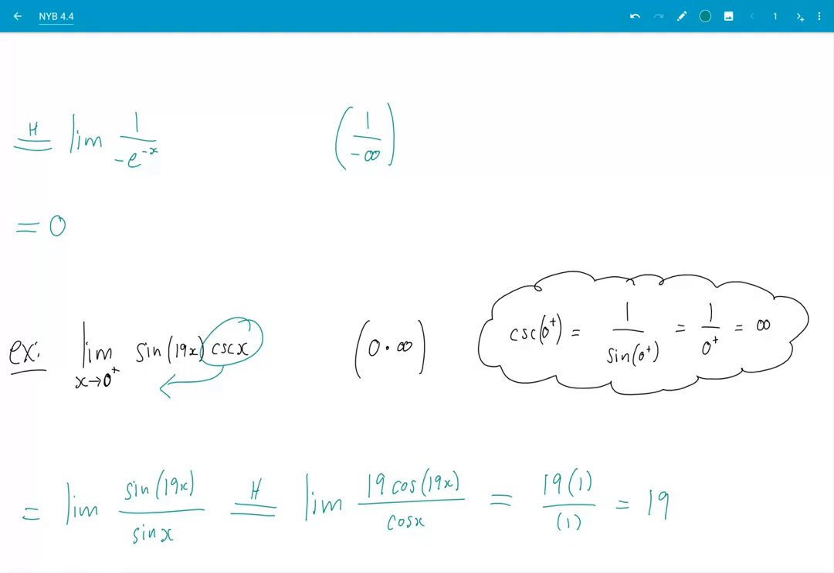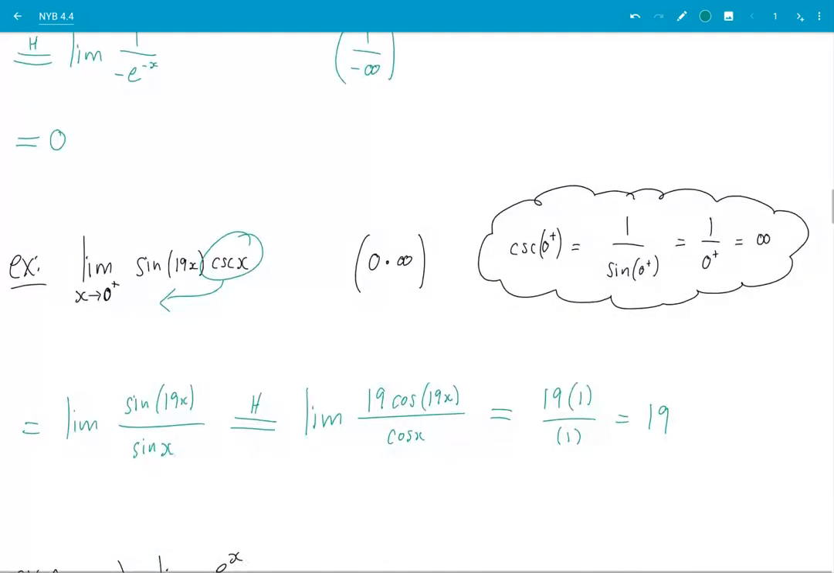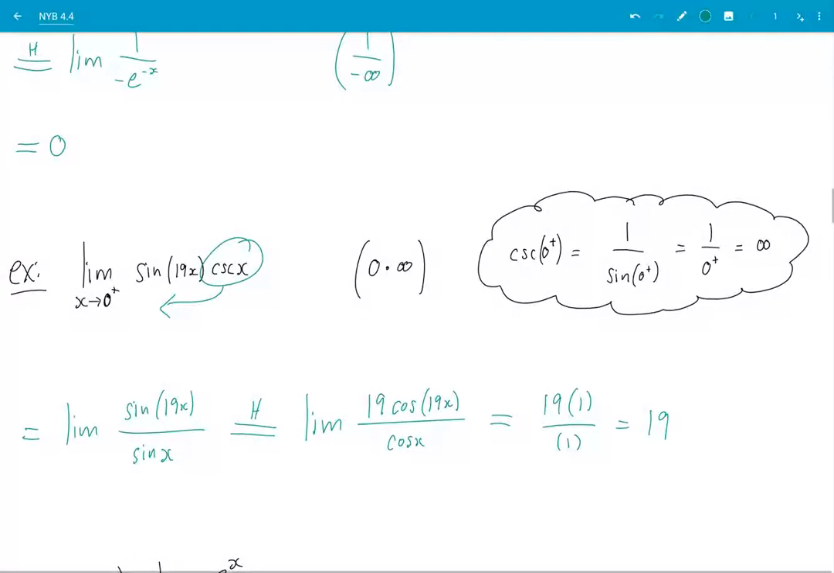And now I have something of the form 0 over 0. So I can apply L'Hopital's rule. And just like earlier, the cosines appear, and I am able to resolve this as 1. See?